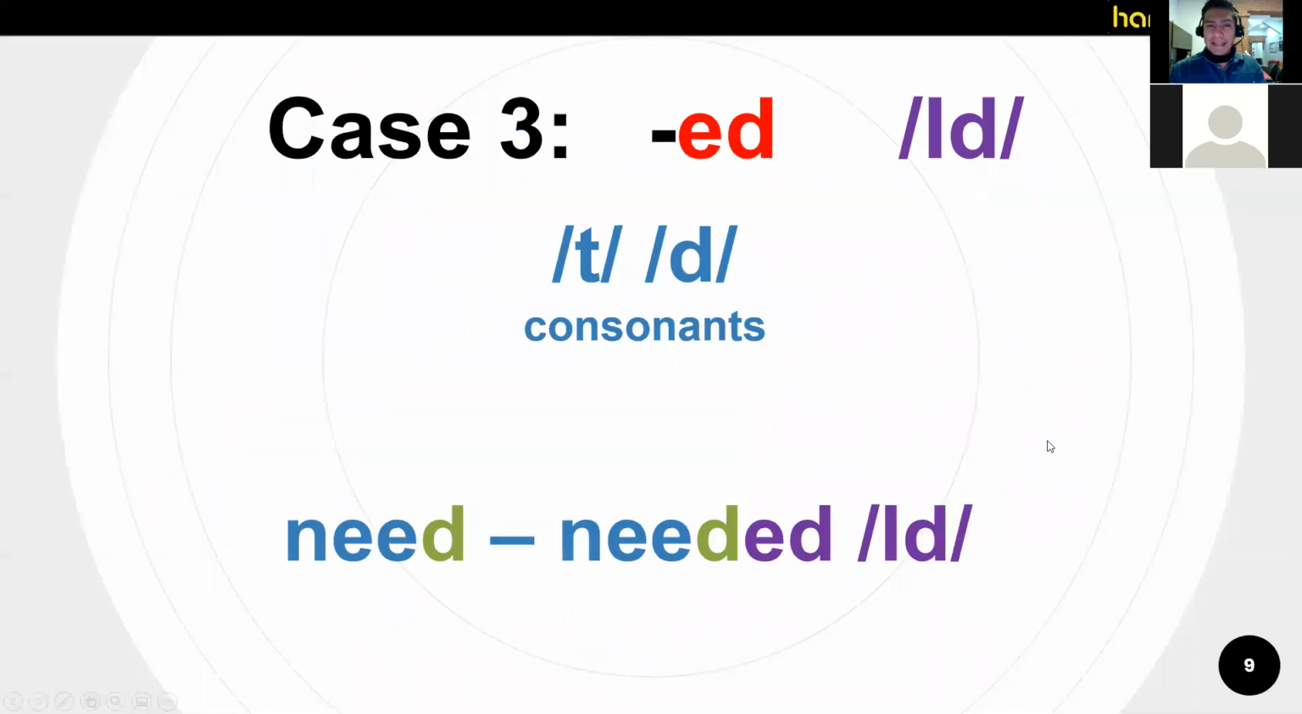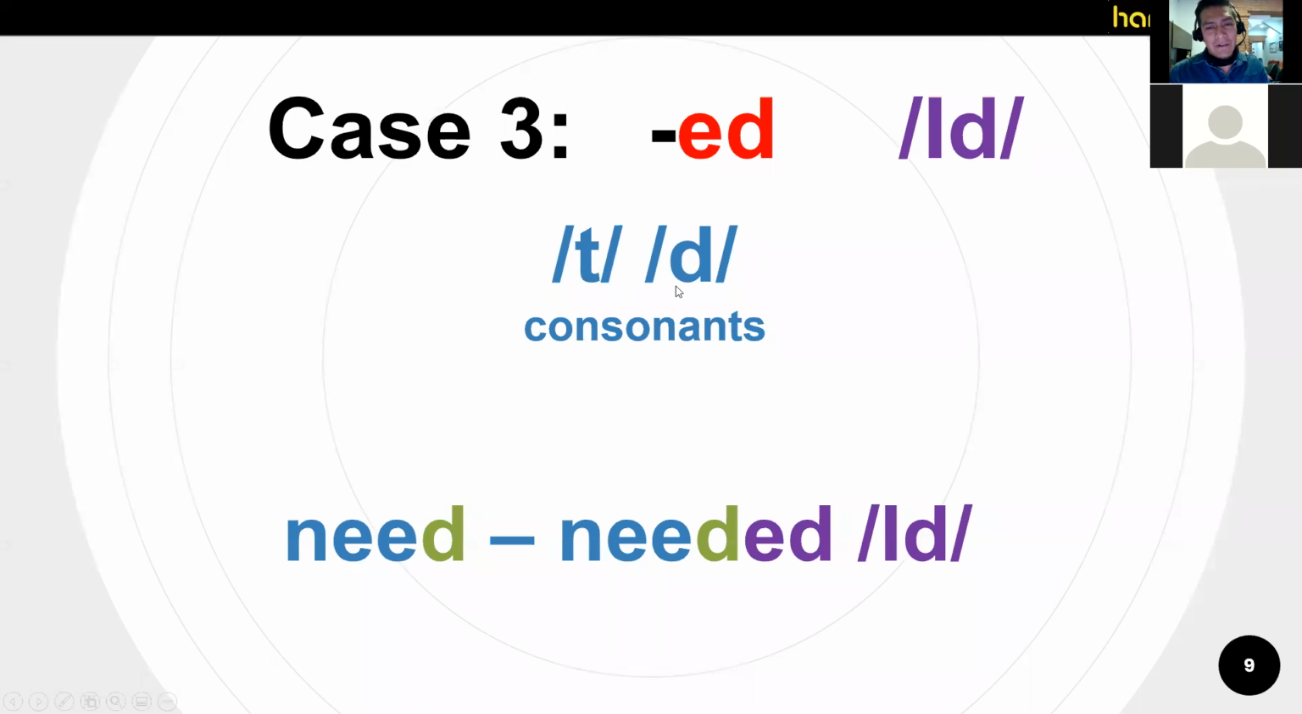And we have case number 3. Okay? In this third case, this ed is going to sound like an it. This is like, for example, when you say sit down. We don't say sit, sit down. No, we say sit down. So we say it. We are going to use this sound after the verb has the consonants T or D.